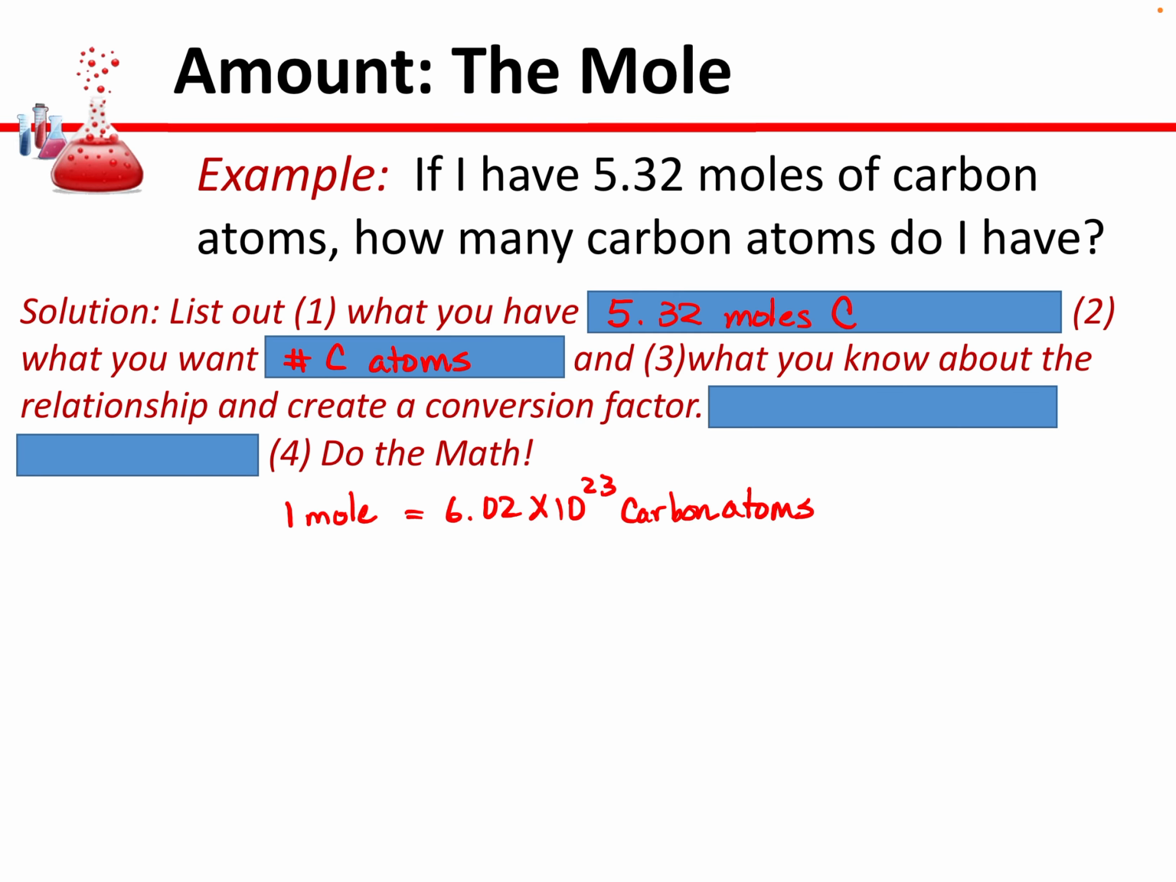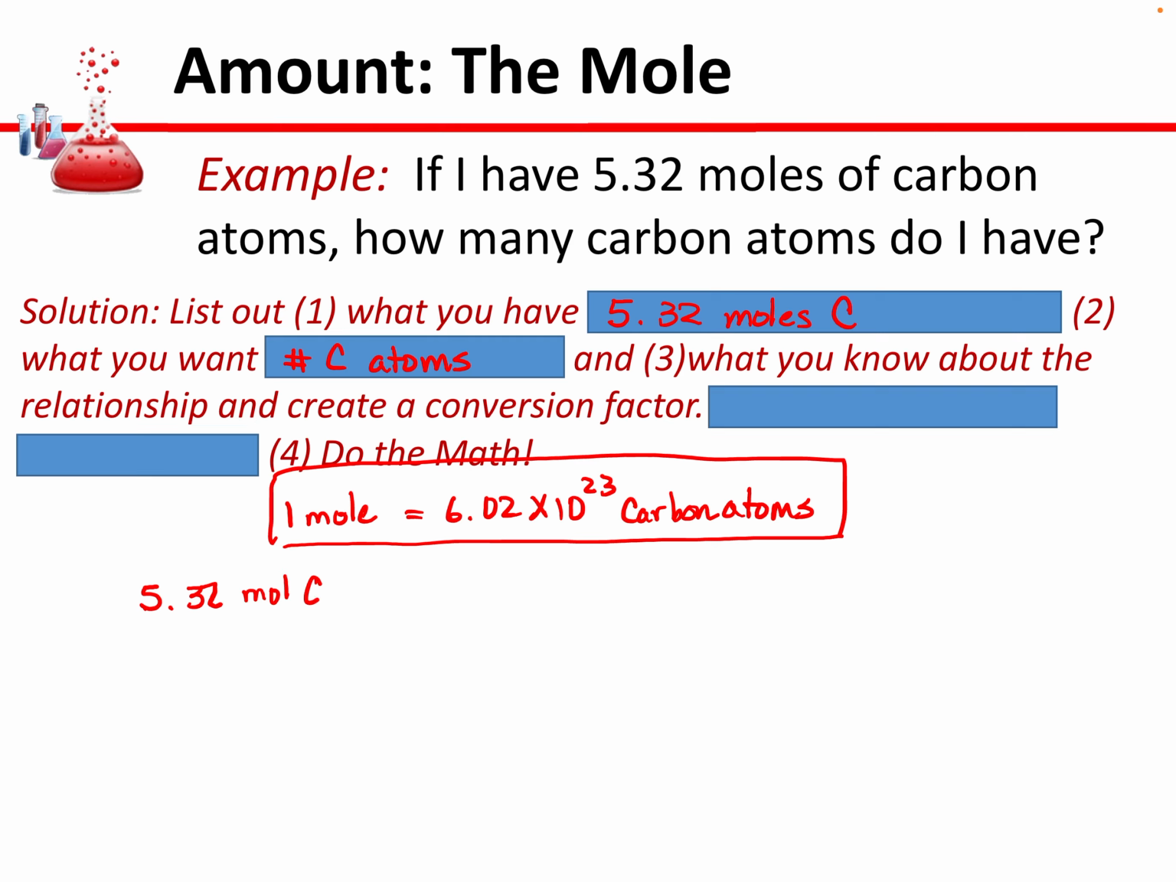Right? And what you know about the relationship, we create a conversion factor. So that conversion factor is right here. We know 1 mole equals Avogadro's number of things. And then we have to do the math. So if we start, we set this up just like any other conversion. 5.32 moles of carbon, right? And we want number of carbon atoms.